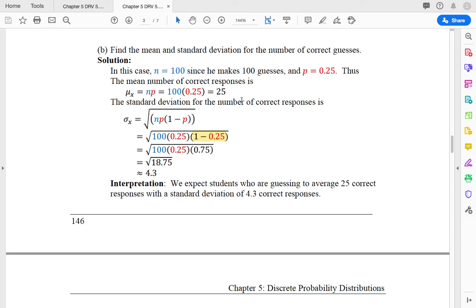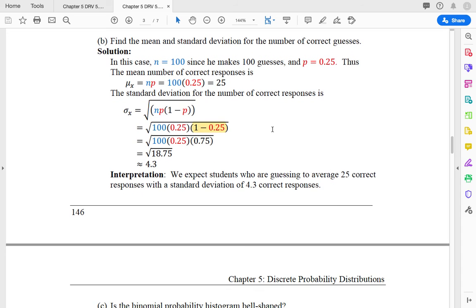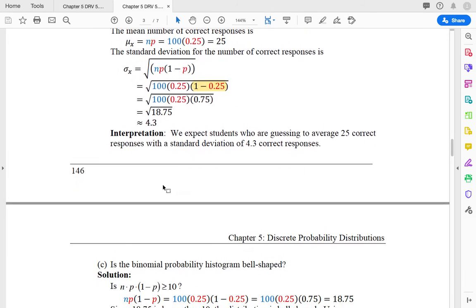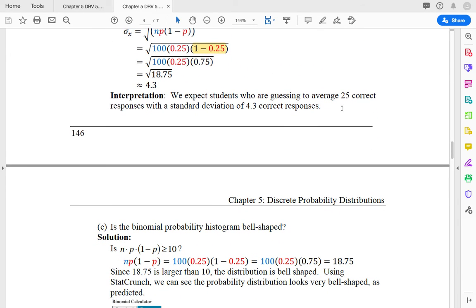The standard deviation for the number of guesses that you get right is going to be equal to the square root of n times p times 1 minus p. You do the 1 minus p first, make that 1 minus 0.25 is 0.75. Multiply these numbers together and you get 18.75. And the last thing you do is you square root it and you get about 4.3. So the interpretation is we expect students who are guessing to average 25 correct responses with a standard deviation of 4.3 correct responses. So probably somewhere between 20 and 28, 29 is about what you'd expect to see out of 100 for somebody who is just guessing.